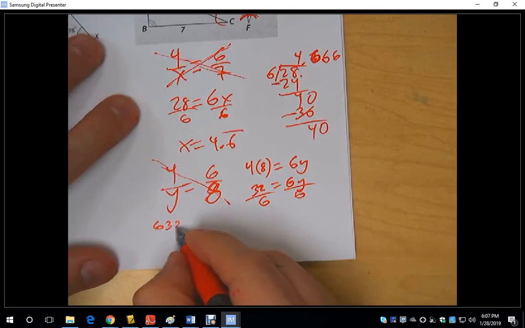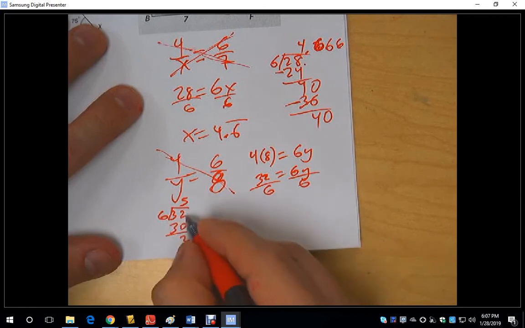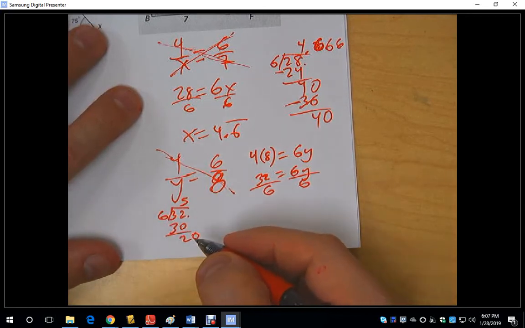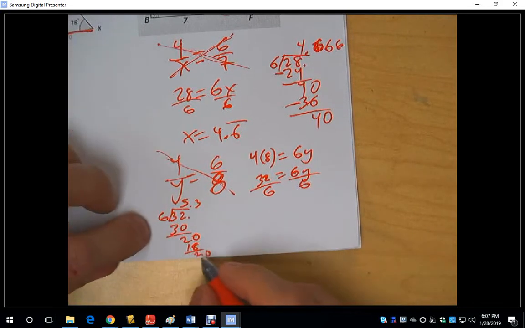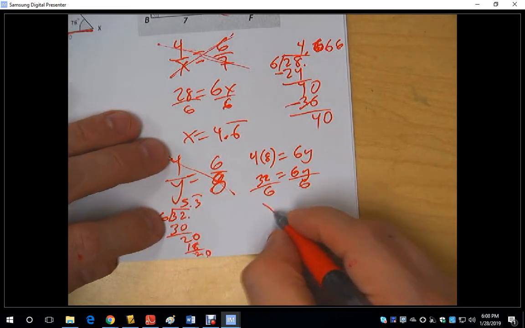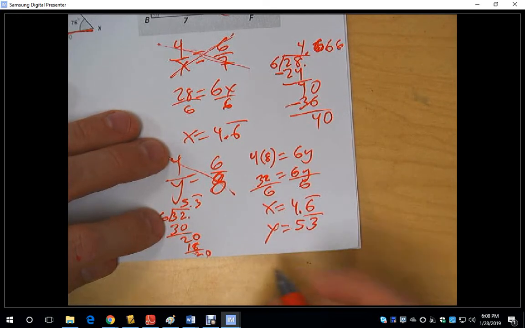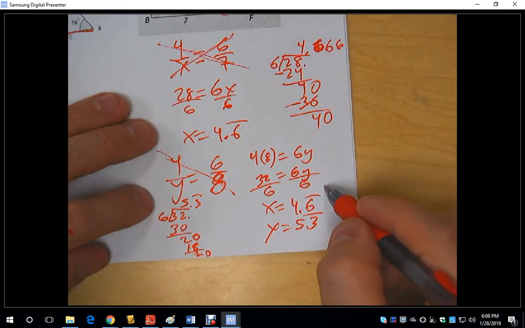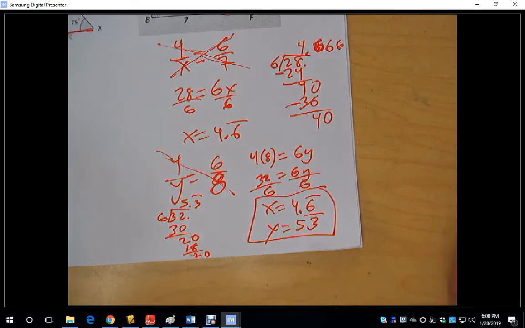6 goes into 32 5 times. 5 times 6 is 30. 32 minus 30 gives me 2. Bring down 0. 6 goes into 20 3 times. 3 times 6 is 18. We bring down another 2. So we see that we just keep on getting these 20s that repeat themselves. So our y is 5.3 bar. So I end up with x equals 4.6 bar and y equals 5.3 bar. These are my answers. If I knew what the units were, I would indicate that as well.